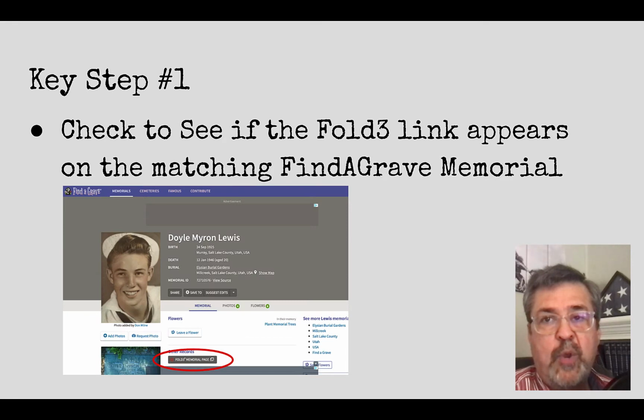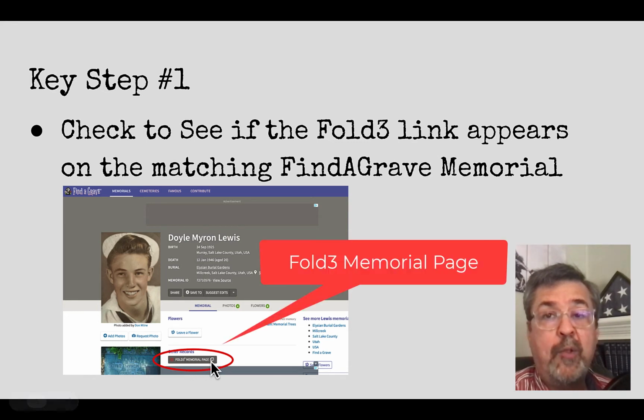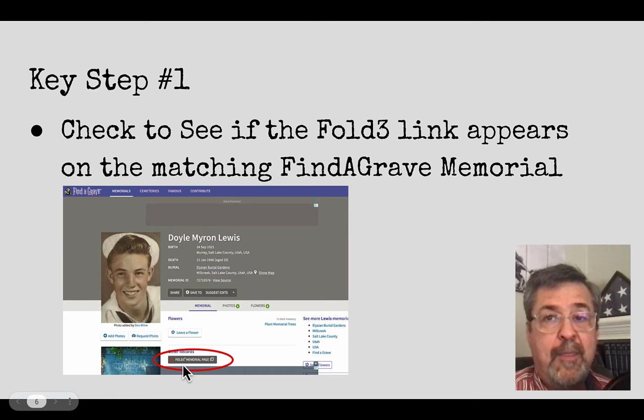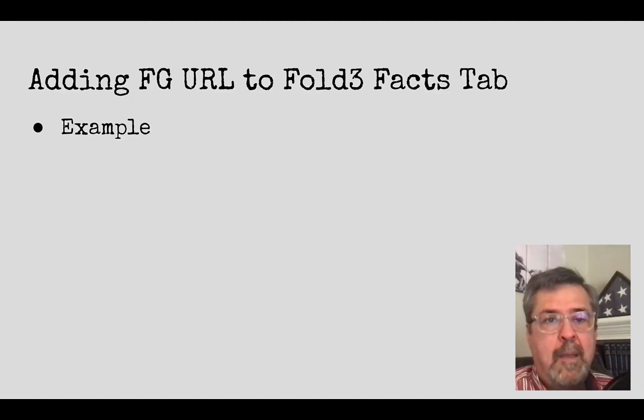Let's say that you've written a story and you've saved it to Fold3. The key step at this point is to look on the FindAGrave page and see if there is a little button down here that says Fold3 Memorial Page. If that is there, then you're done. There's nothing more you need to do. That memorial is linked to FindAGrave and it's going to work with the FindAGrave smartphone app. I'm going to show you how to add the FindAGrave URL to the Fold3 Facts tab.